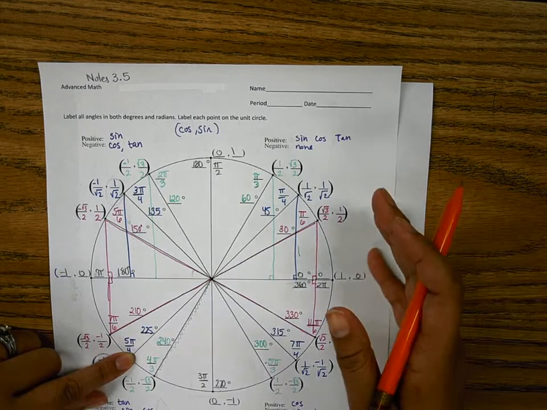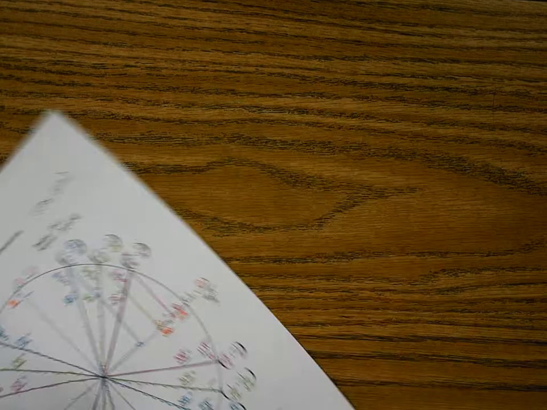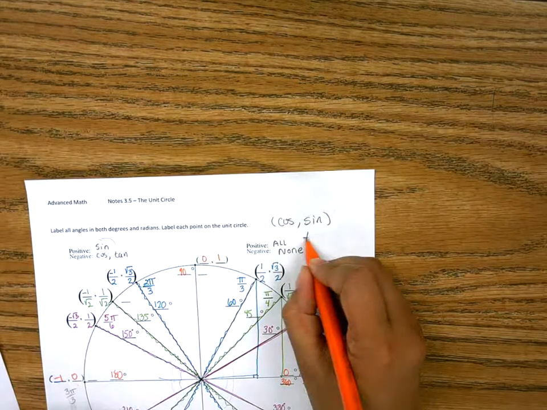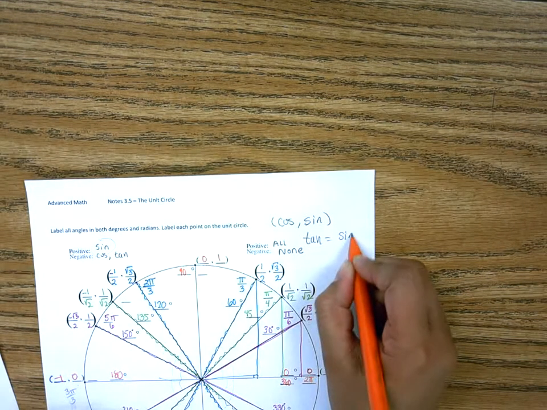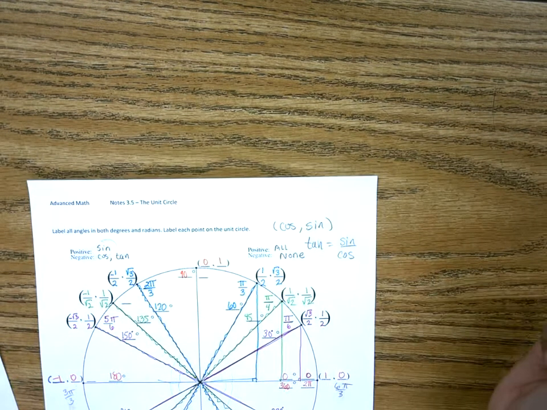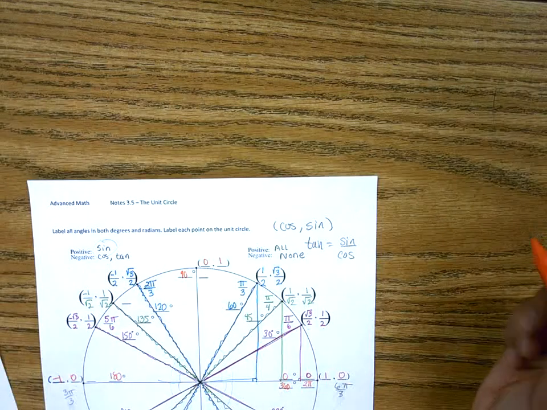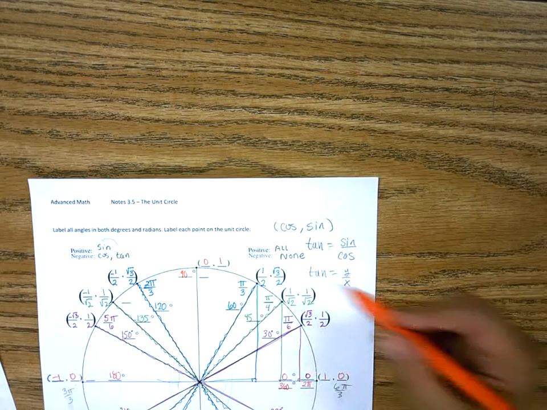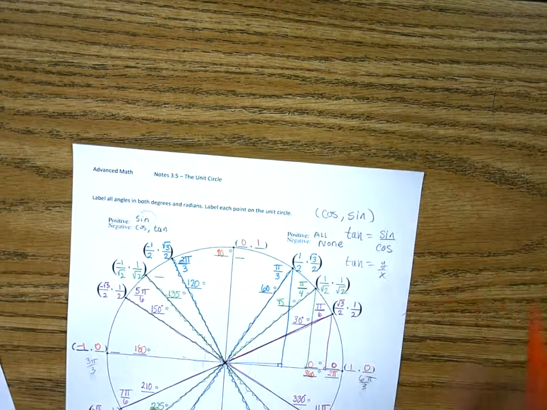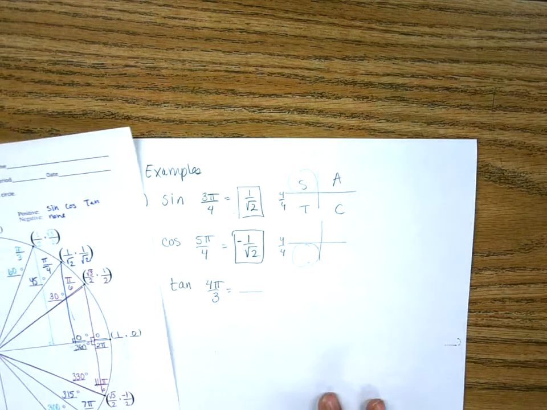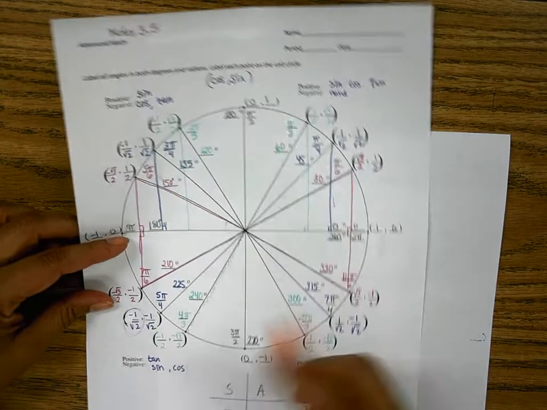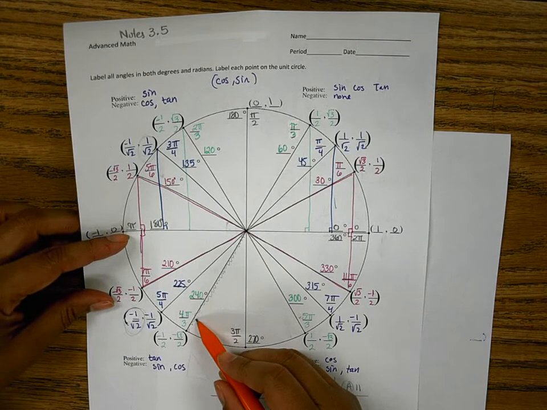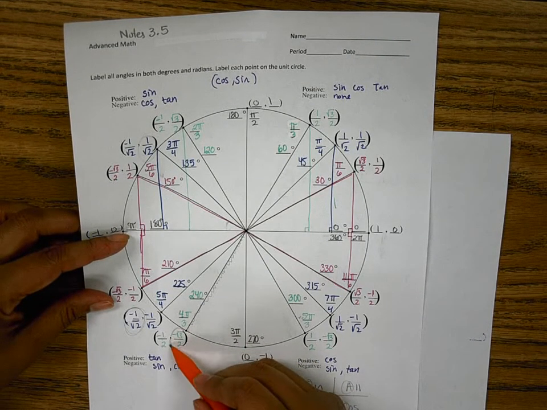And tangent is sine over cosine. You did learn that last year. Did I write it down anywhere here? I did not. Tangent is sine over cosine, or y over x. Okay, I'll show you what this y over x means. All right, so the value I asked you to find was tangent of 4 pi over 3. Okay, so here's 4 pi over 3.